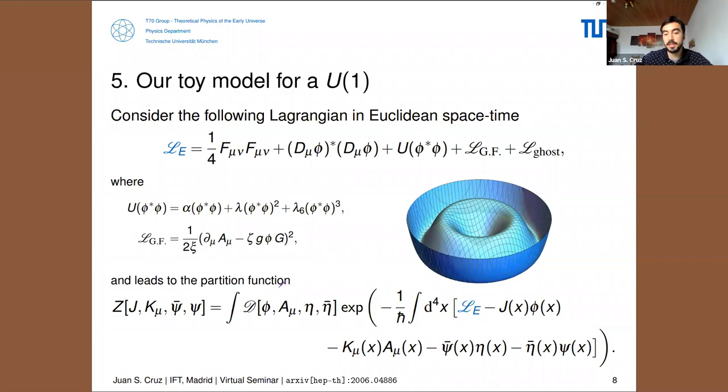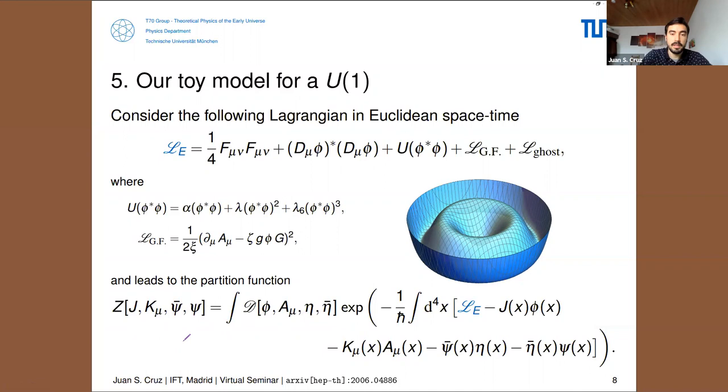Again, for the sake of completeness, here I write the partition function where J, K, psi bar, and psi are external currents. So this will allow us to compute n-point functions by taking functional derivatives and evaluating them at zero.